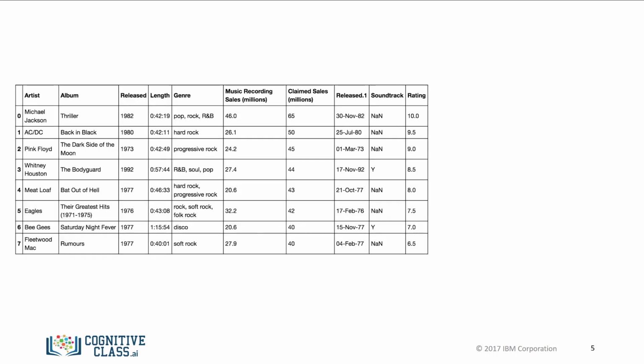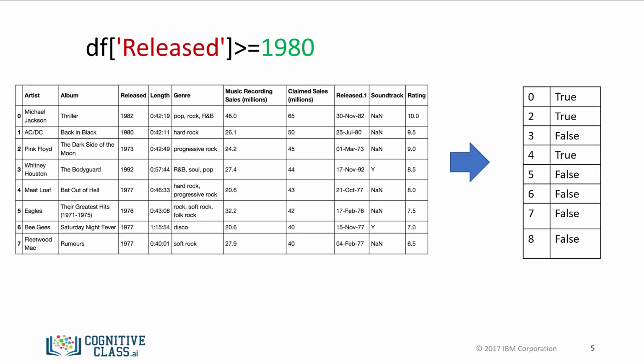We can use the inequality operators for the entire data frame in Pandas. The result is a series of Boolean values. For our case, we simply specify the column released and the inequality for the albums after 1979. The result is a series of Boolean values. The result is true when the condition is true and false otherwise.